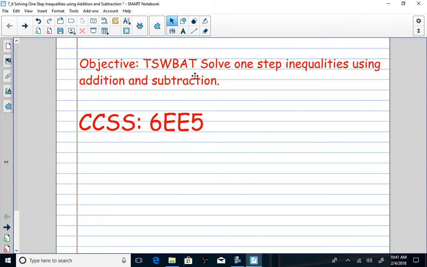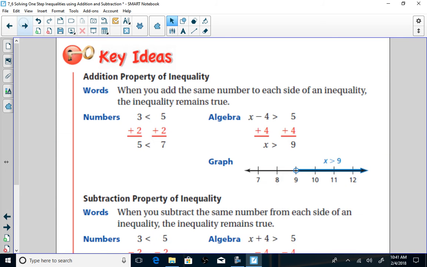The objective today: we want to be able to solve one-step inequalities using addition and subtraction. Let's take a look at our first example.